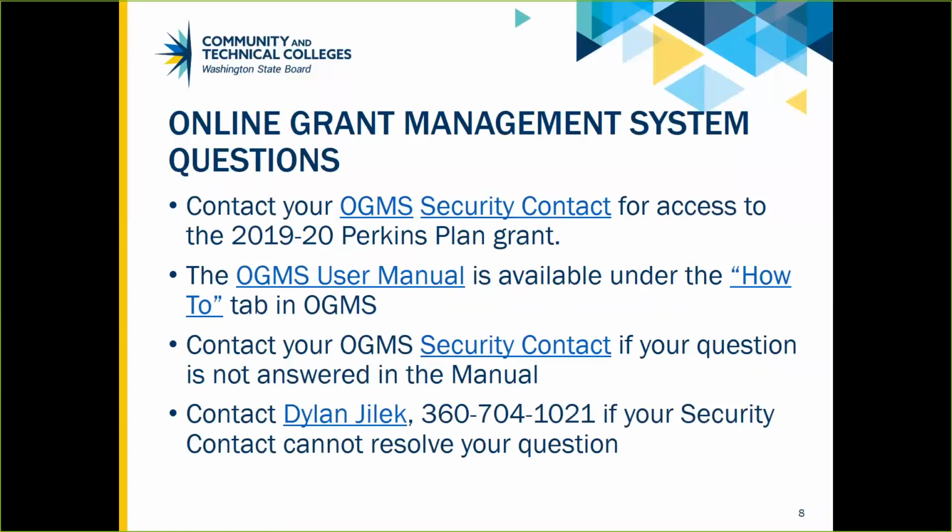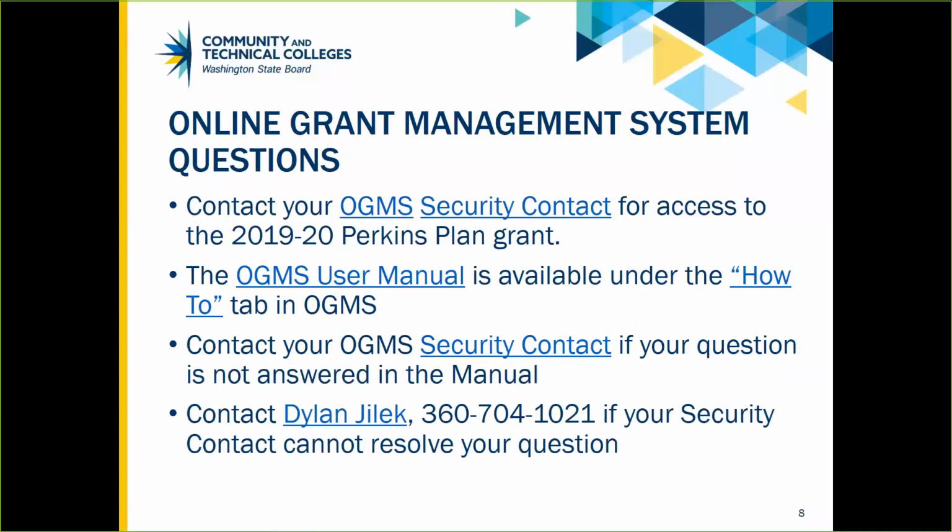Thanks, Tim. So we'll start by getting into the Online Grant Management System, or OGMS. We'll address some frequently asked questions about the site, which is located at ogms.sbctc.edu. You'll apply for the grant in OGMS. If you don't have an account, you'll need to contact your college's OGMS security contact. They will create you an account. SBCTC staff cannot create OGMS accounts for college faculty and staff.